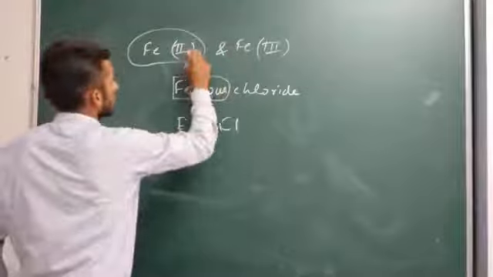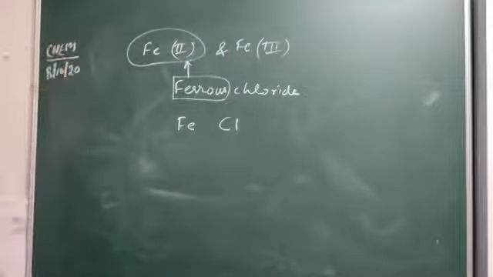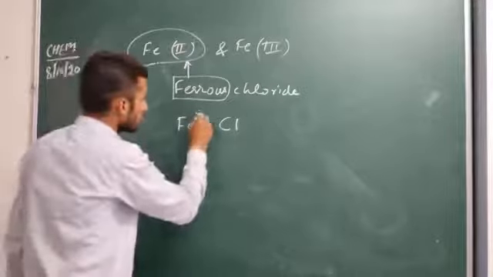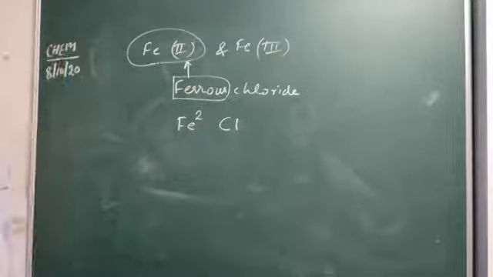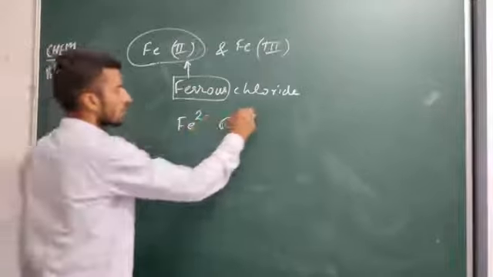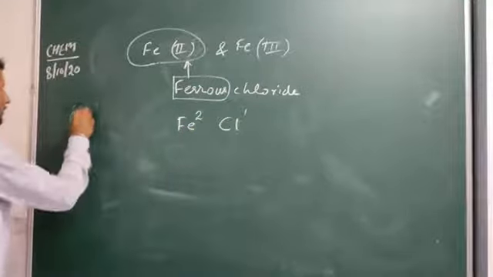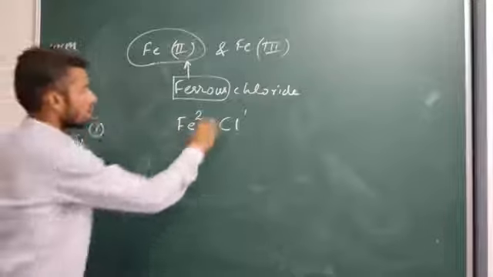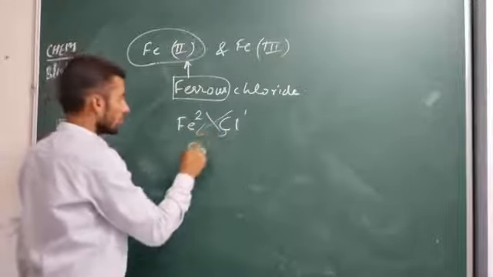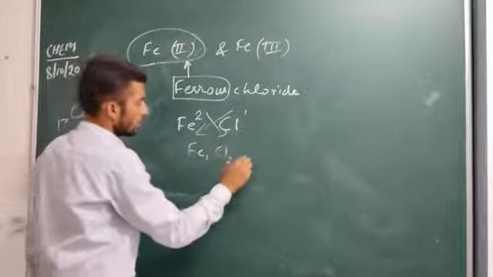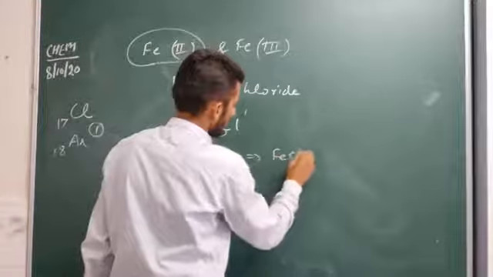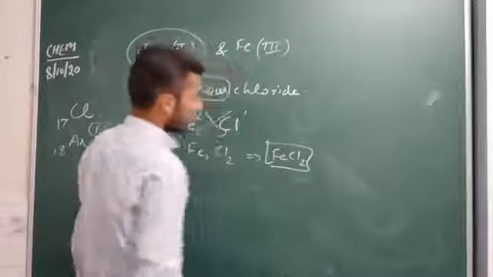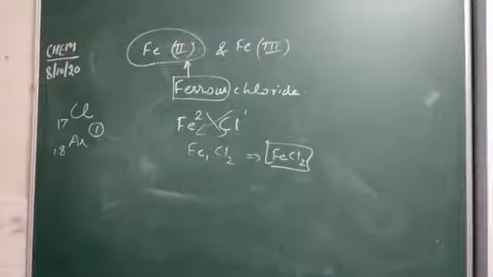Out of 2 and 3, which one is lower? The second one, this one, Fe2. So ferrous refers to Fe2, and chloride has valency 1, because chlorine has atomic number 17 and the nearest noble gas is argon. So the difference is 1, so its valency is 1. Now what do you need to do? Just cross multiply them. It will become Fe1Cl2 or FeCl2. Clear? This is ferrous chloride.